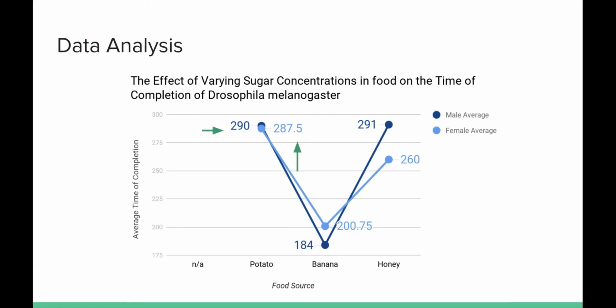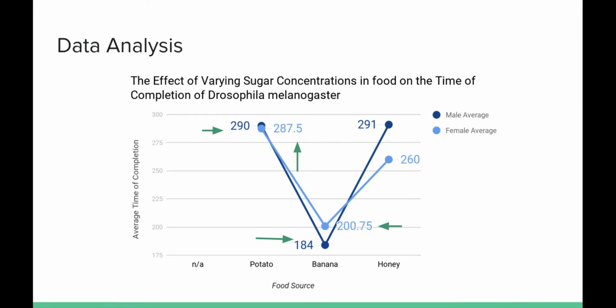The third trial consisted of the banana at the end of the maze again. The males completed the maze on an average time of 184 seconds, which was 106 seconds faster than they did in the potato trial. The females in the banana trial did complete the maze in around 200 seconds, which is 86 seconds faster than the females in the potato trial. However, 16 seconds slower than the males in this particular trial.